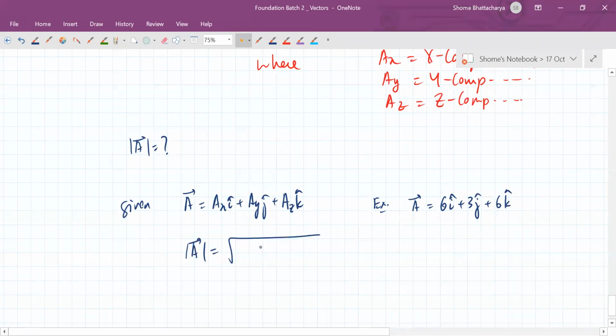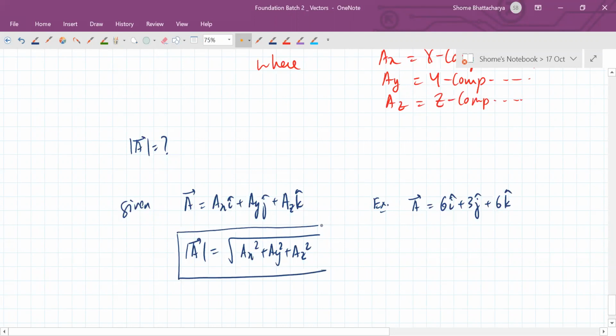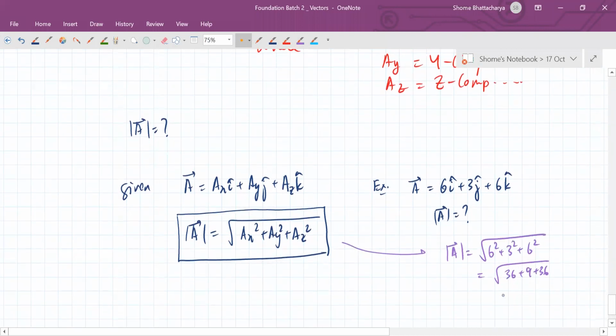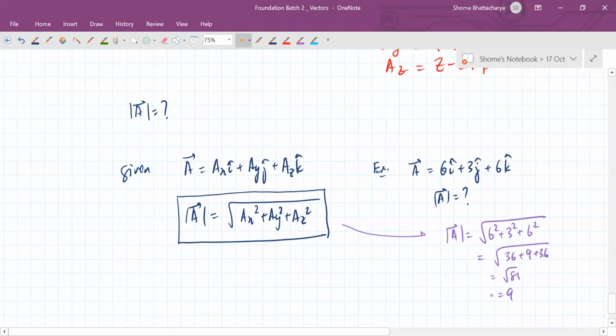So the magnitude is again given by the same formula, but along with the z component now also. And I'll show you a proof of this also very soon. In this example, the magnitude of vector A, suppose we want to find out. So we'll just use this formula now. The magnitude of the vector A will become square root of 6 square plus 3 square plus 6 square. So that is 36 plus 9 plus 36. Right? So that is how much? Square root of 81. So 9. So this is the magnitude of the vector A.